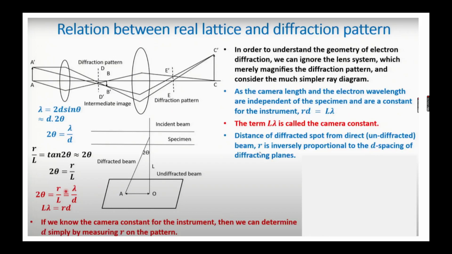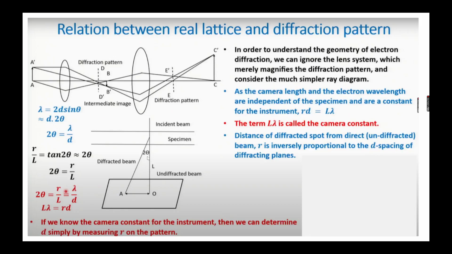Which is nothing but the R, and it is inversely proportional to the D, the spacing of the diffracted planes. Here, the incident beam will be coming, and this will be your undiffracted beam, and this will be your diffracted beam. From here you get the relation: R by L equals tan 2 theta, where this is R and this is L.